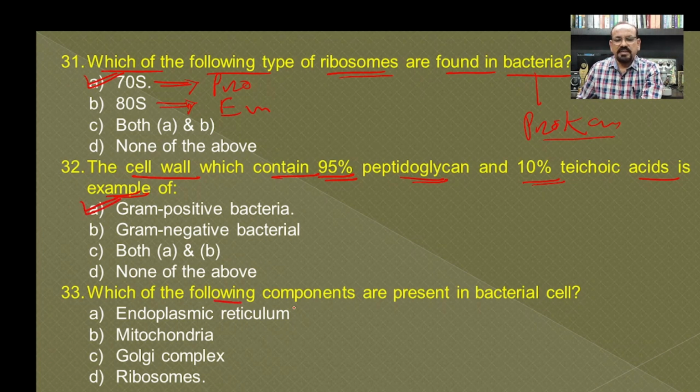Then, which of the following components are present in a bacterial cell? As we have seen, the bacterial cell is prokaryotic in nature, and hence the cytoplasmic organelles are found to be absent, because the presence of cytoplasmic organelles is a characteristic feature of the eukaryotes and not the prokaryotes, and hence only the ribosomes are present in the bacterial cell.